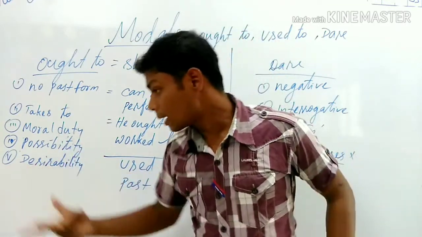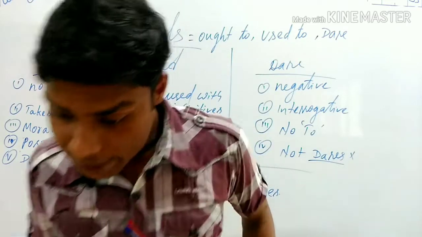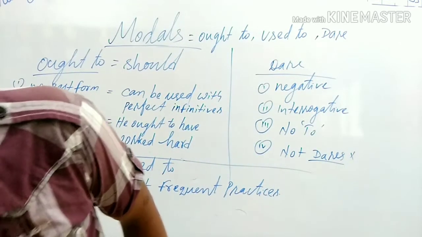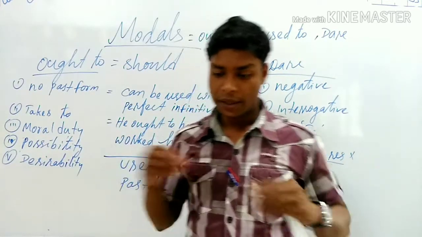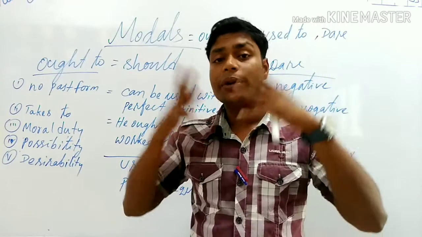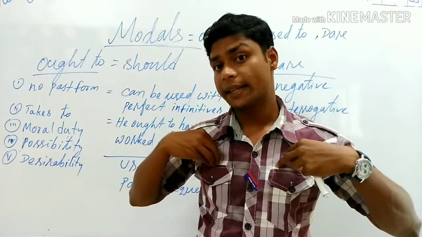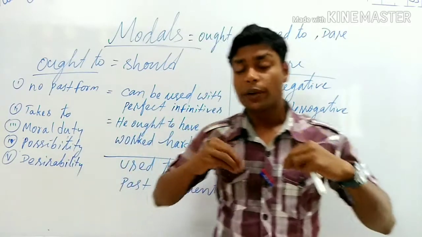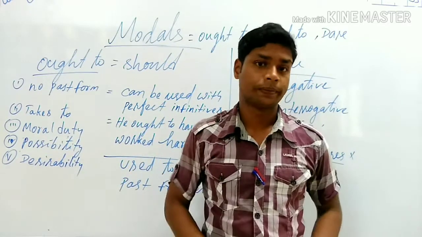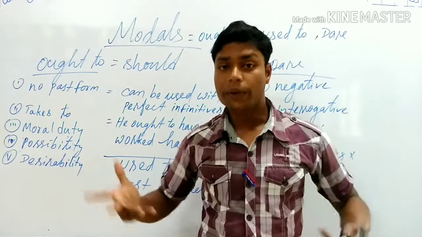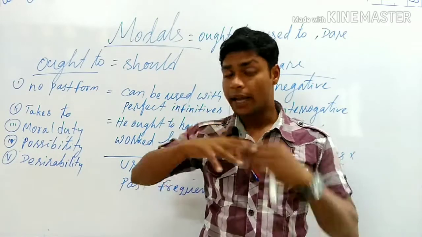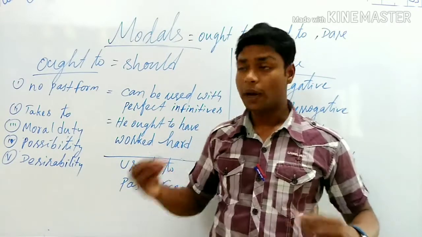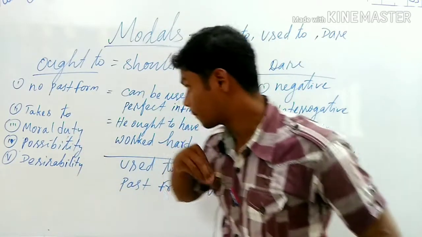Then comes desirability. We desire something. We say that he ought to build a new house. We desire something and we want to have it. Therefore, we say that we ought to build a new house. I ought to buy a new car. So here we are expressing our desire, what we desire, what we want to have.